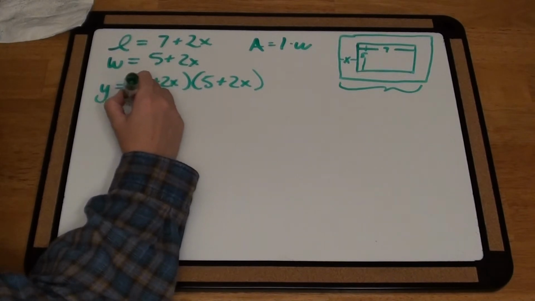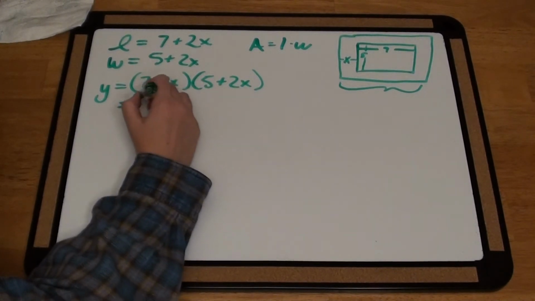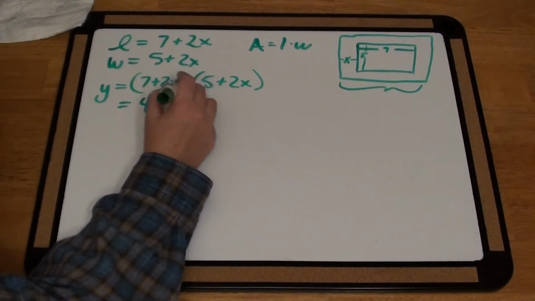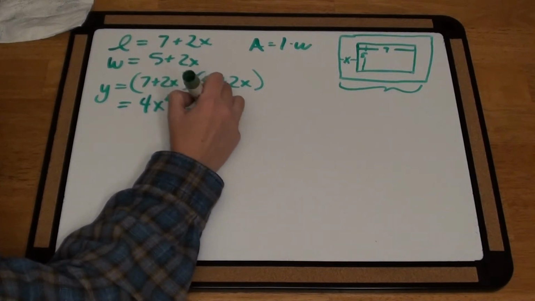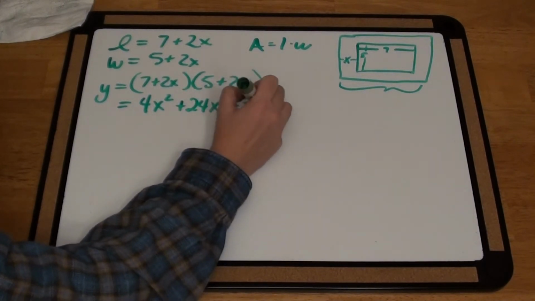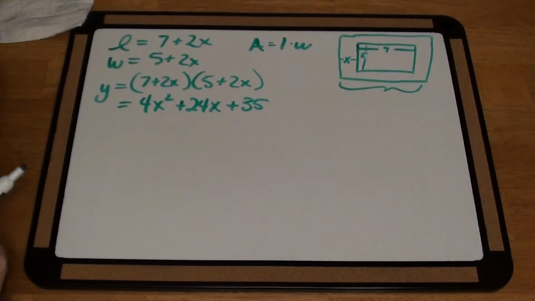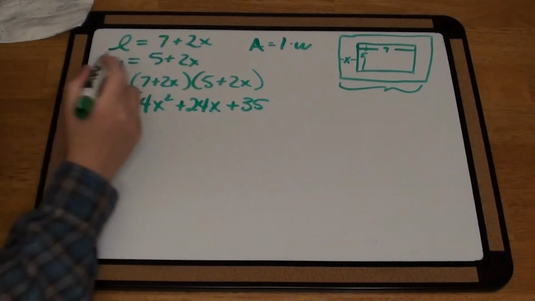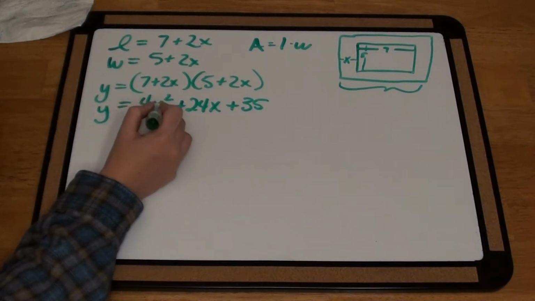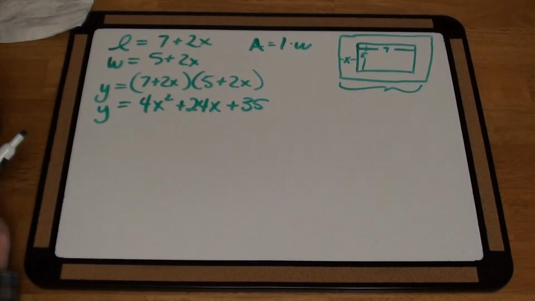We would get, I'm going to do some of these parts in my head real fast, 4x squared plus 10x plus 14x plus 24x plus 35. Is that right? Yeah. Okay, so now we know it's quadratic. It's in our normal form, y equals ax squared plus bx plus c.